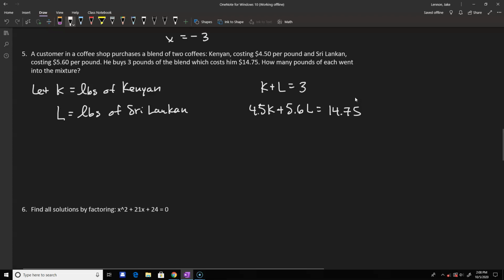There are a number of ways you can do this. Let's try elimination again. I could multiply the top equation by negative 9, and multiply the bottom equation by 2. That way I'll have negative 9k on top and 9k on bottom. So I'll have negative 9k minus 9l equals negative 27. And my bottom equation will be 9k plus 11.2l, and that will equal 29.5.